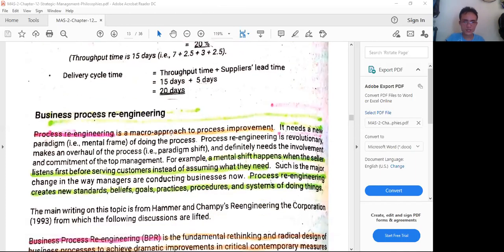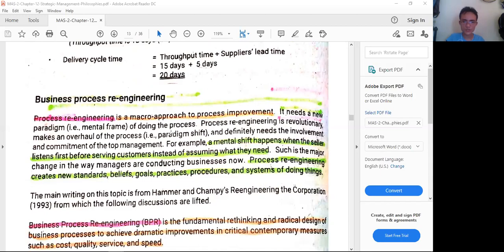Then process reengineering is a macro approach, meaning an overall approach to process improvement. We need to overhaul the process. The paradigm shift, for example, is made because it's possible that what we have done from the past is no longer relevant, is no longer useful. So that's why there has been a mental shift. And we need also to have the paradigm shift.